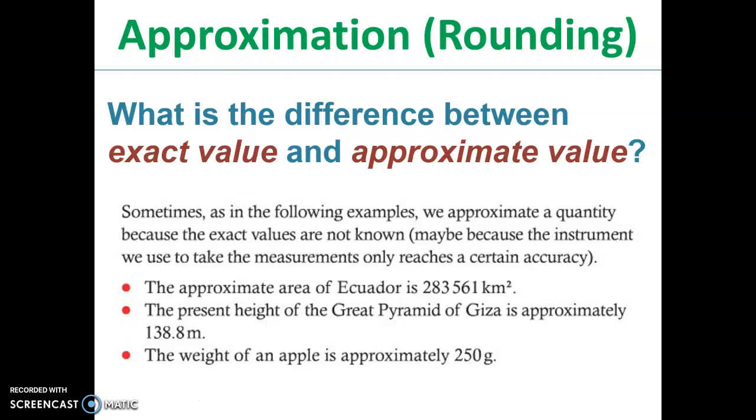We talked about this topic, estimation and approximation, in our last video lesson. So sometimes we can estimate or approximate because the exact values are not known, maybe because the instrument we use to take the measurements only reaches a certain accuracy. For example, the approximate area of Ecuador is given as this. Maybe we can't go to higher precision, it's just too hard to measure that kind of thing. Or the present height of the Great Pyramid of Giza is approximately 138.8. Again, we might be limited by how we measure it, or the data we have. Or the weight of an apple is approximately 250 grams.